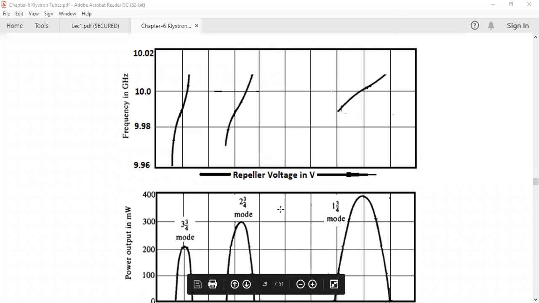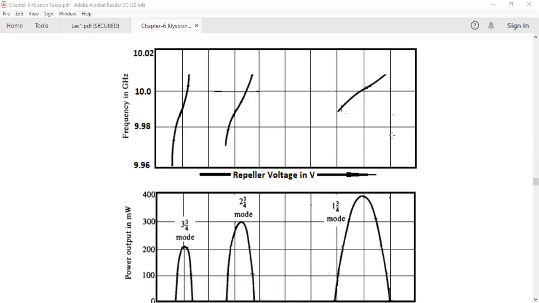Suppose I have 380 milliwatts as the maximum. From that we are taking the half power point. So 380 by half means around 190 milliwatts. So 190 milliwatts, taking one point. So on the right side also, upper and lower half power points. So these are the half power points. So that is the bandwidth of the mode.